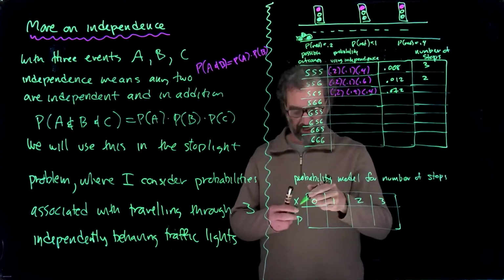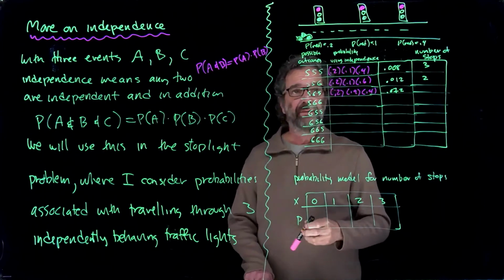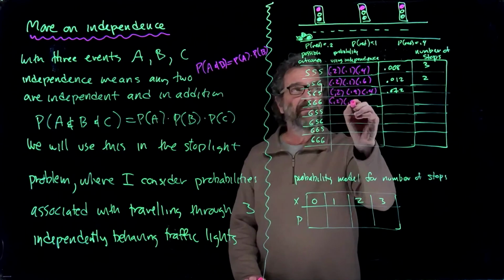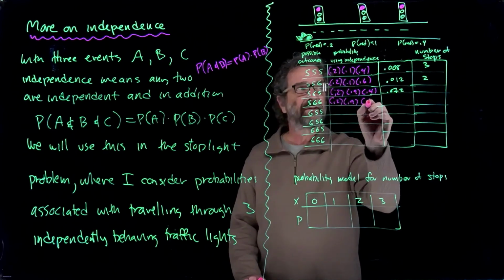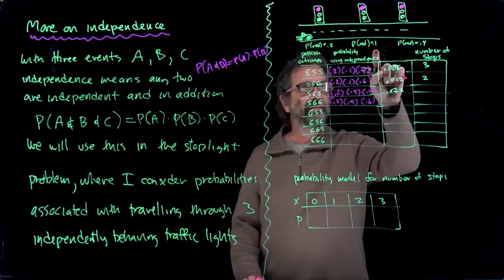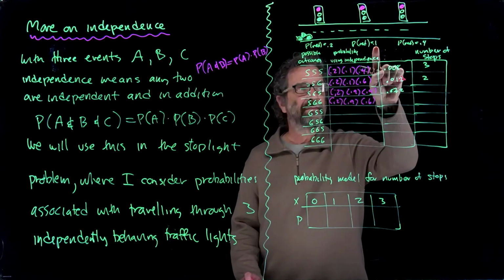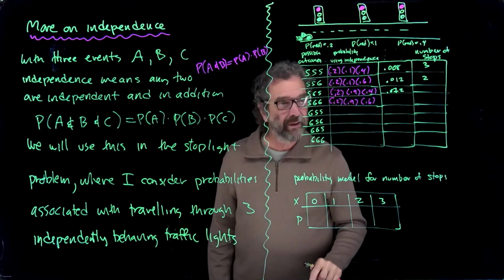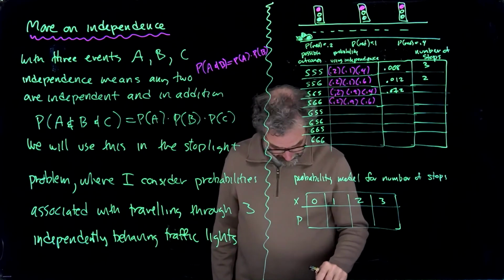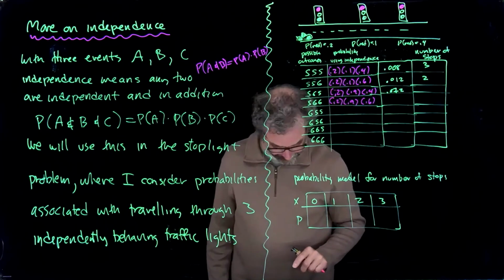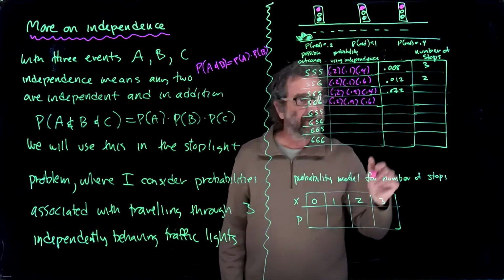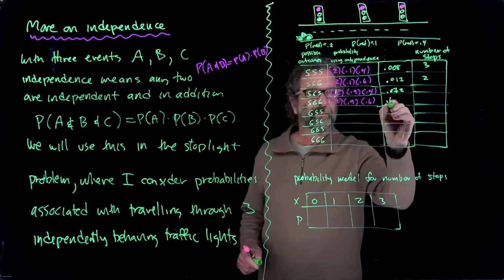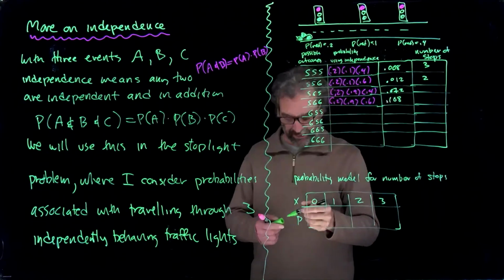And then stop, go, go is 0.2, 0.9, 0.6. So go, go is not stopping. So 1 minus that, 1 minus that. That makes sense? 0.2 times 0.9 times 0.6, like that. 0.108. We'll check these sum to 1 at the end of the day.